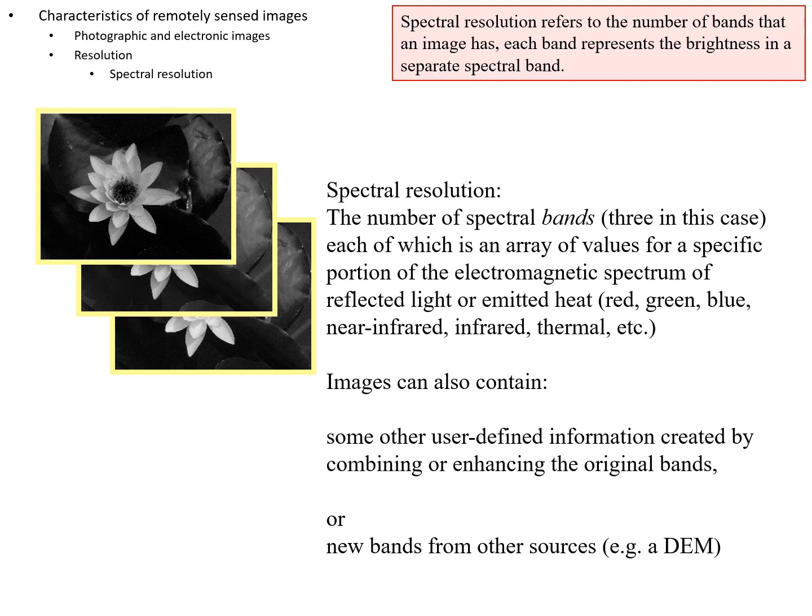Remember that images can also contain some other user-defined information created by combining or enhancing the original bands or new bands from other sources, for instance, a DEM. Strictly for remote sensing, we're concerned with spectral bands at this point.